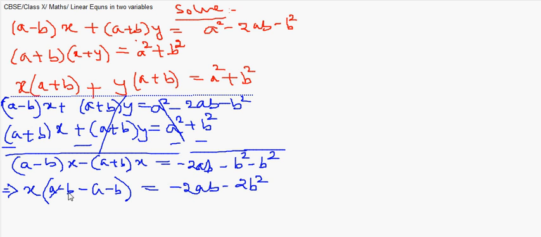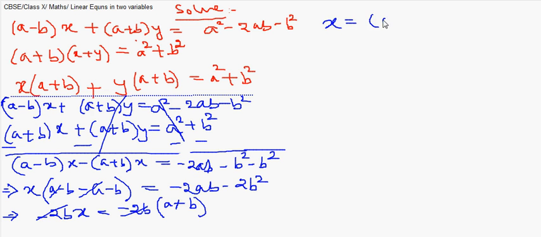Again this gets cancelled and we are left with minus 2bx is equal to minus, now if I take 2b common from this side, I will be left with an a minus b. Again if you see, this minus 2b, minus 2b is getting cancelled, this will then be plus. So we are getting x as a plus b.